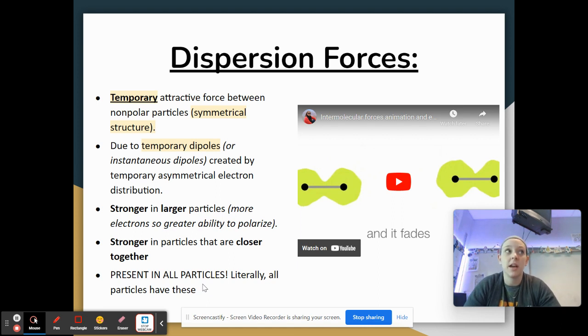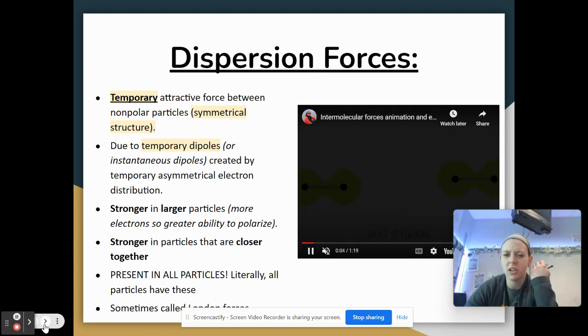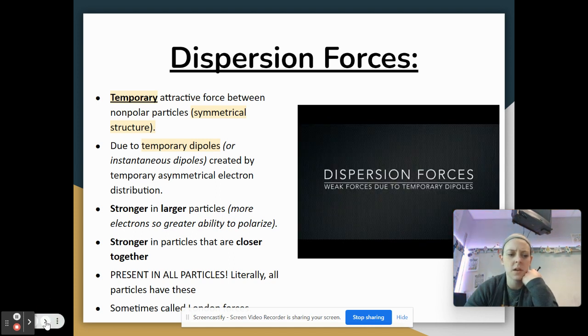Even if you have something like an ionic compound, there's still some dispersion forces. It's just that they are not the strongest force. These are pretty weak. They're pretty easy to break. It doesn't take a whole lot of energy for me to break them. But we do find them in pretty much every molecule that exists. So we can sometimes call these London forces. So I usually call them London dispersion forces.